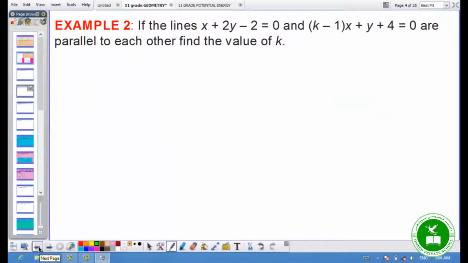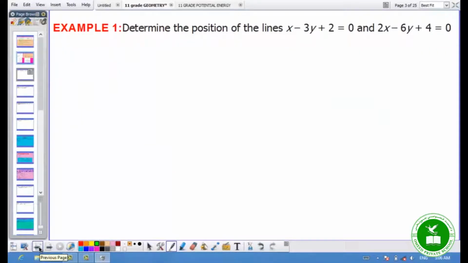Next, let's solve some examples related to this topic to make the concept more clear. Example number 1: determine the position of the lines x minus 3y plus 2 equal to 0 and 2x minus 6y plus 4 equal to 0. We should determine the positions of these two lines. For that, we check the ratios of coefficients.